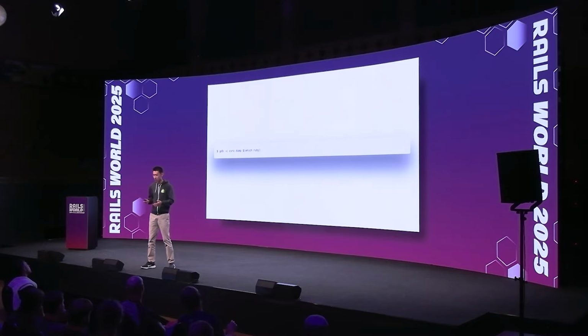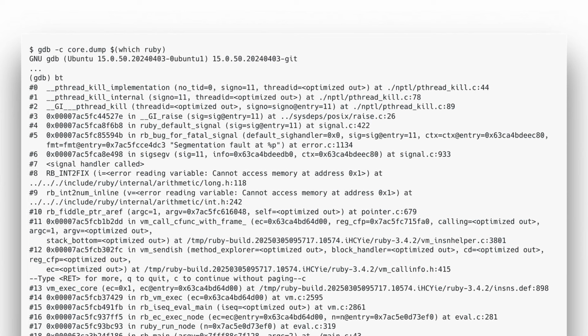So in order to debug the core dump, you open it up in a debugger, such as GDB or LLDB. You need to specify what the core dump file is and the Ruby binary that was crashing. Then when you're in the debugger, you can analyze the core dump by looking at the backtrace and reading variables and pieces of memory.